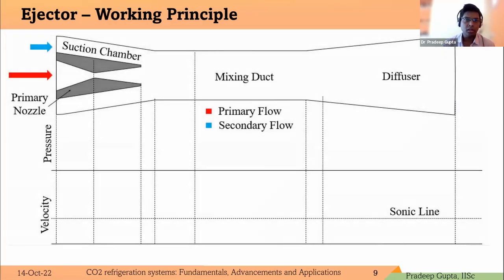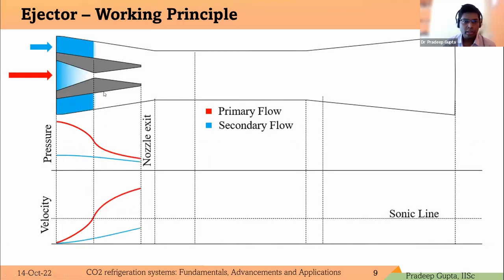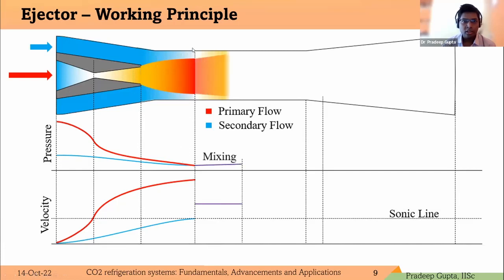Now this is just a GIF for how an ejector works. The primary flow comes inside the nozzle and it's choked at the nozzle throat, then it's accelerated to supersonic velocity, and it bulges out because of the under-expansion. That creates a secondary flow that chokes at this point. Then the mixing starts.